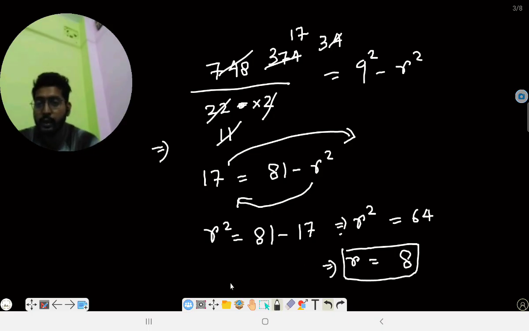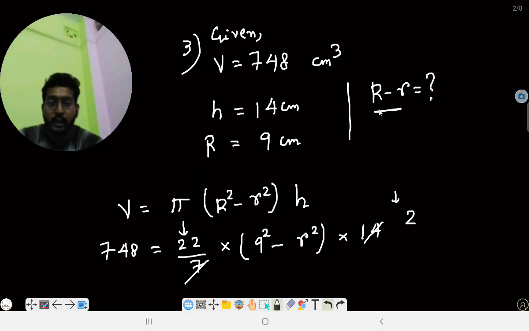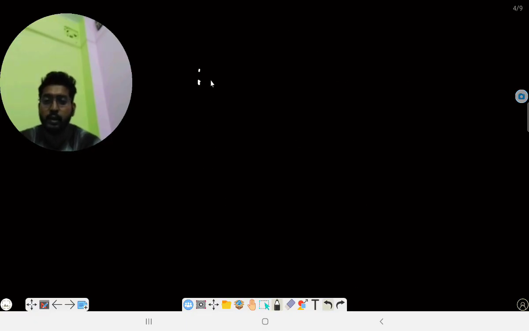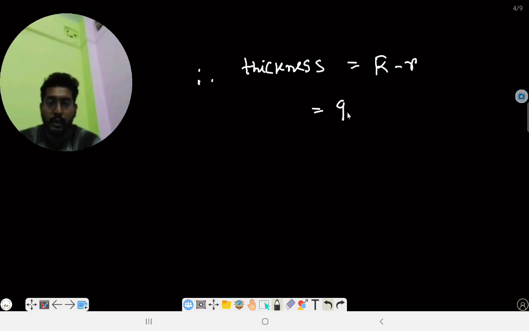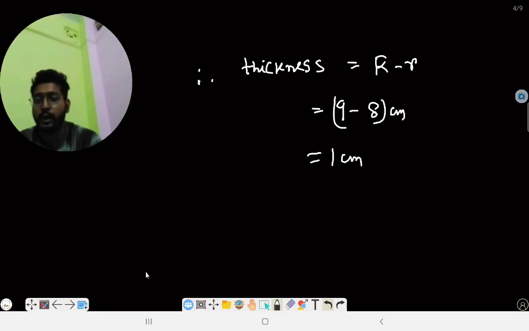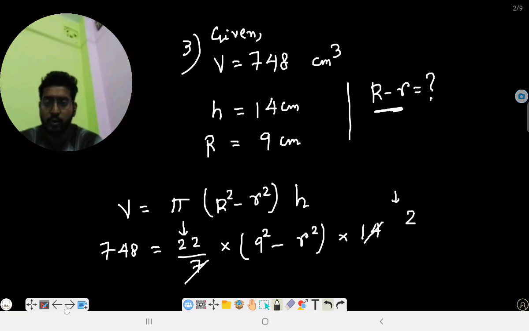Okay, so here the internal radius is 8, small r. Now we have to find the thickness, that means capital R minus small r. So what will be the thickness? The thickness will be capital R minus small r, that means 9 minus 8 centimeter, that is 1 centimeter. This is the way to find the thickness. Okay, so this one is done.